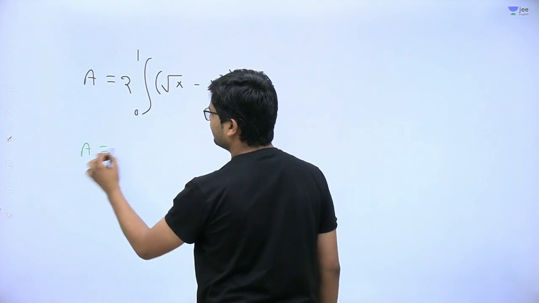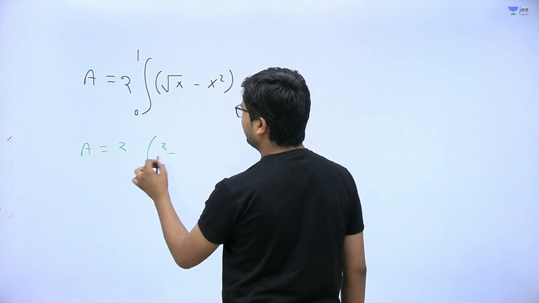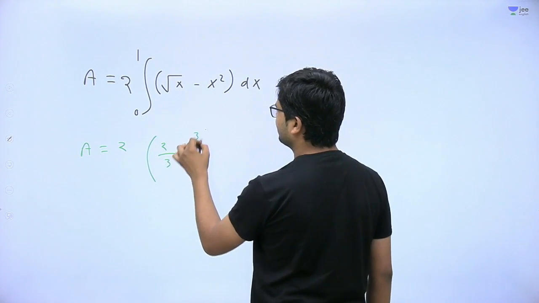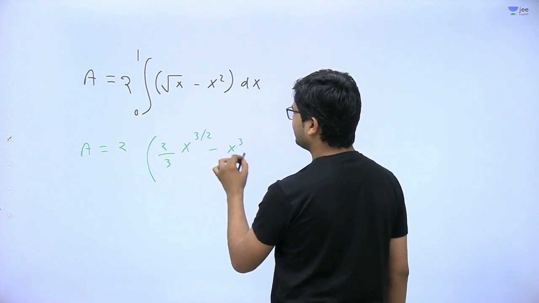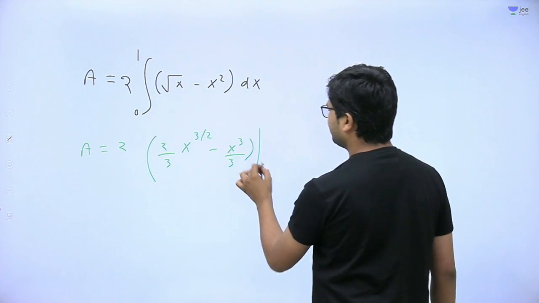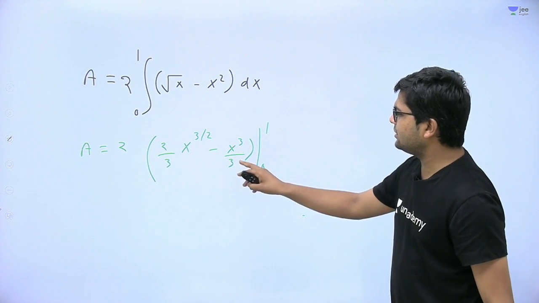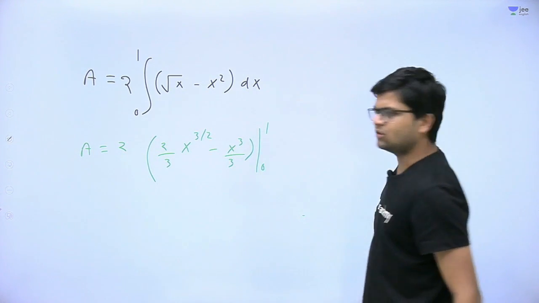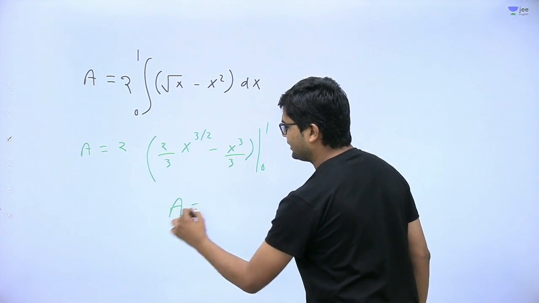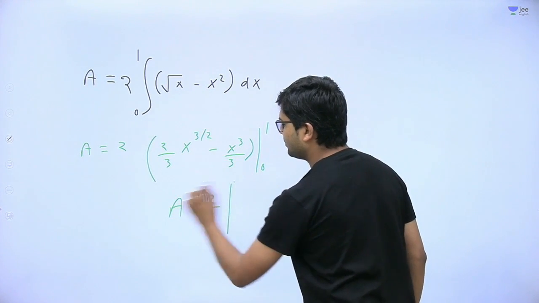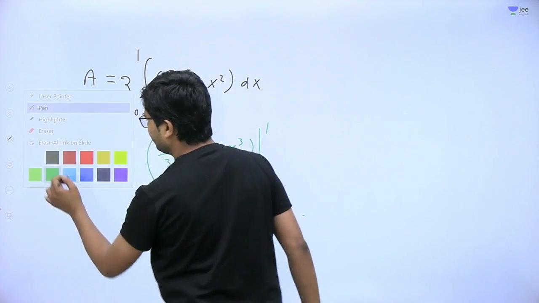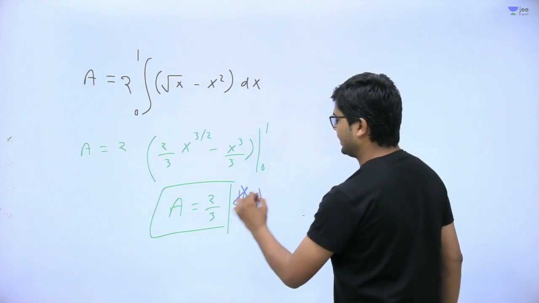A is equal to twice of 2 by 3 x to the power 3 by 2 minus x to the power 3 upon 3, and you need to put the values from 0 to 1. Put the value 1: 2 by 3 minus 1 by 3, that is 1 by 3. Put the value 0: 0. So the area that we need to find will come out to be 2 by 3. That will be the answer.